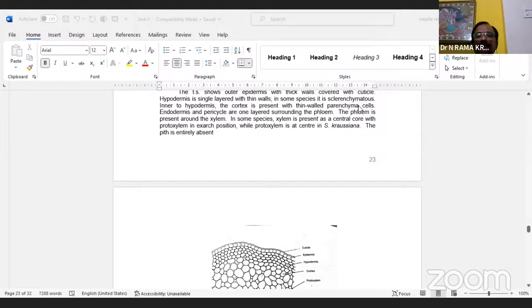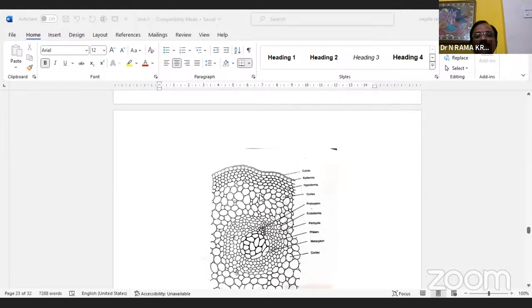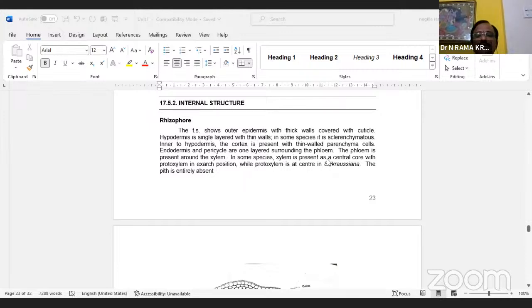Next is the cortex. This cortex is totally made up of parenchyma, with smooth-walled structures. The cortex contains different types of food materials, many types such as oils and fats, all types of materials. It supplies food material to the entire plant.